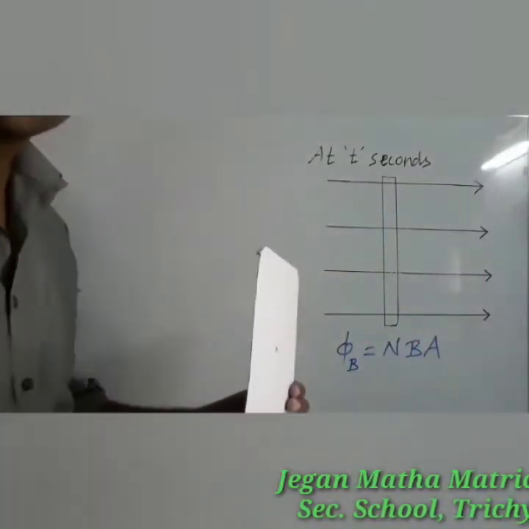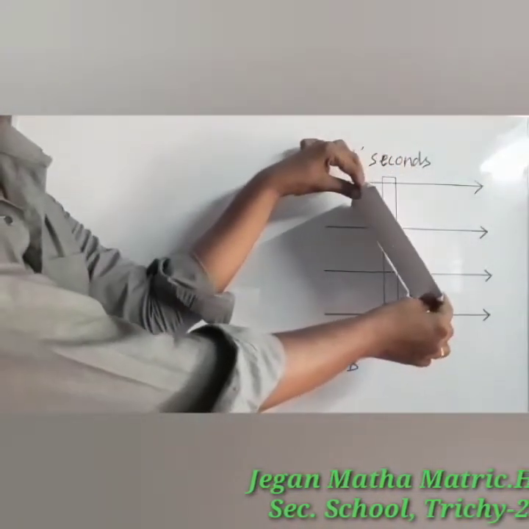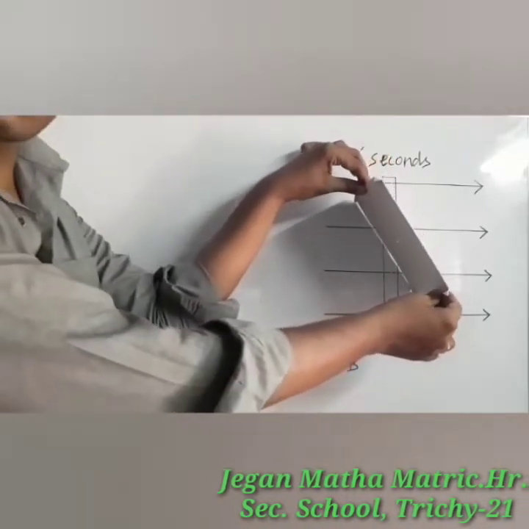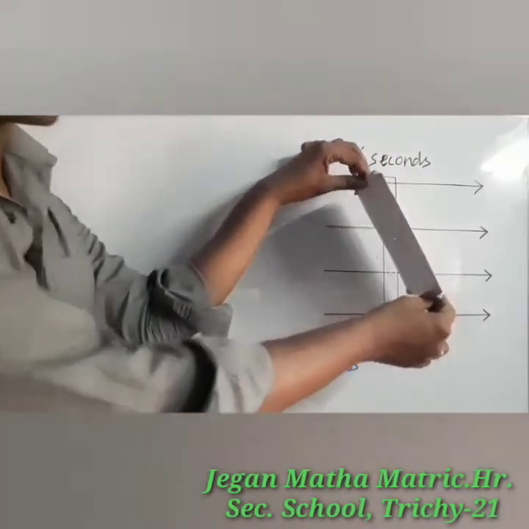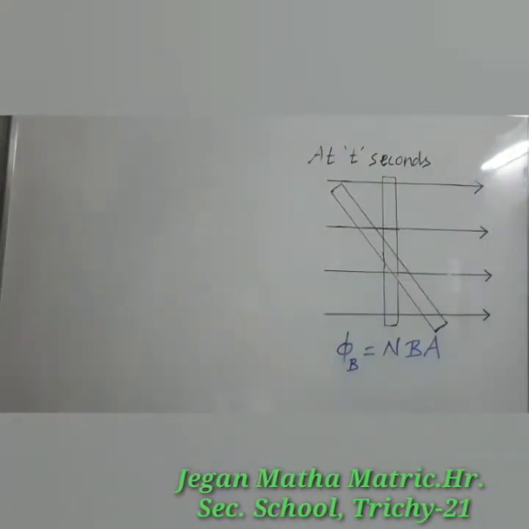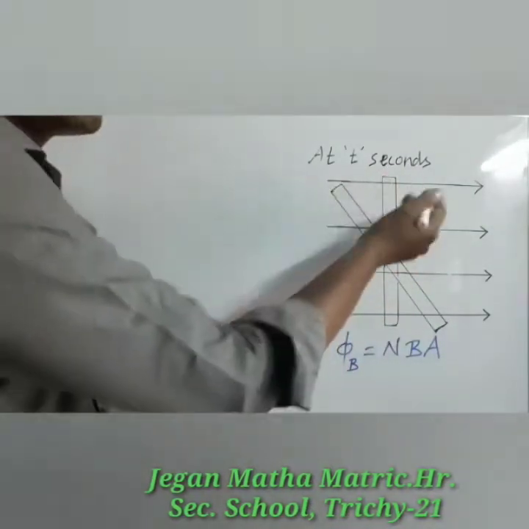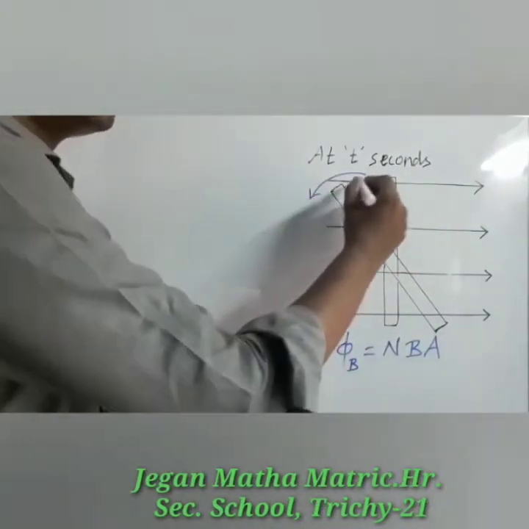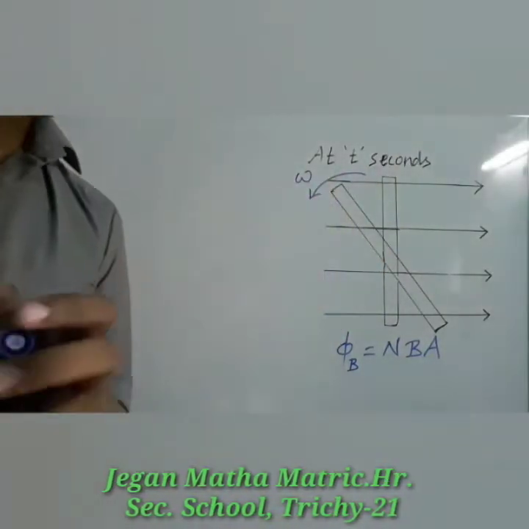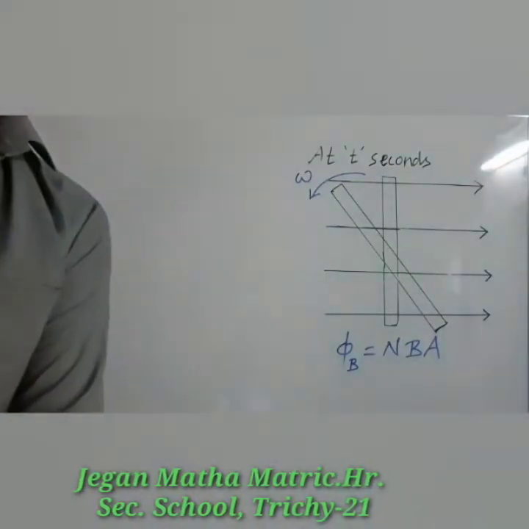Let me explain with this model. At t seconds, the coil rotates. I told you already it rotates in an anti-clockwise direction. It rotates through a particular angle theta. So let me explain with the diagram. Here the coil rotates with the angular velocity omega, so that in the given time the coil makes the angle theta with the magnetic field.